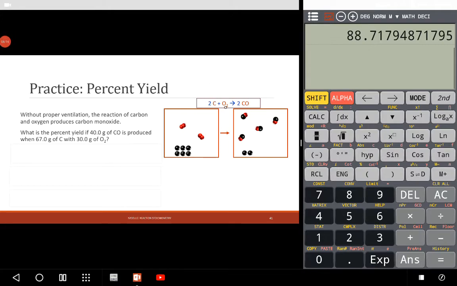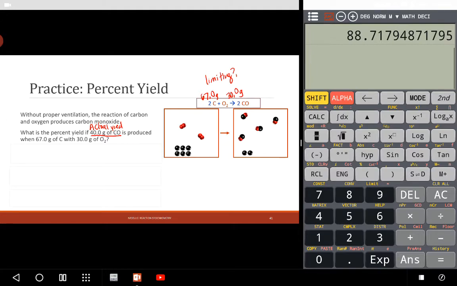Okay, so the balanced chemical equation is up here, and if we're given this amount of a product, that's my actual yield. That means I'm going to have to calculate my theoretical yield. I'm given 67.0 grams of carbon and 30 grams of oxygen. Since I'm given the masses of two different reactants, I have to figure out which one is limiting. That way I can calculate my mass of product based on the limiting reactant.